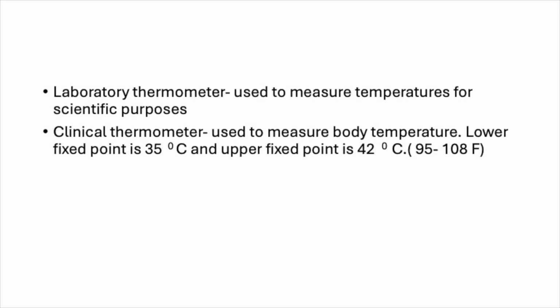Lab thermometers are used to measure temperatures for scientific purposes, while a clinical thermometer is used to measure body temperature. The lower fixed point of a clinical thermometer is 35 degrees centigrade and the upper fixed point is 42 degrees centigrade. That's 95 degrees Fahrenheit and 108 degrees Fahrenheit.